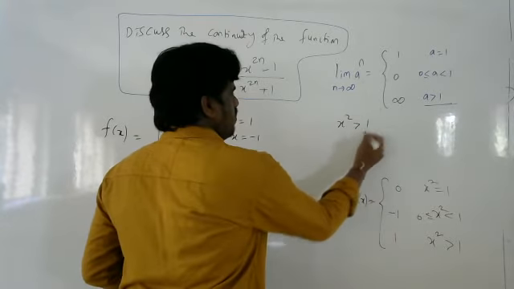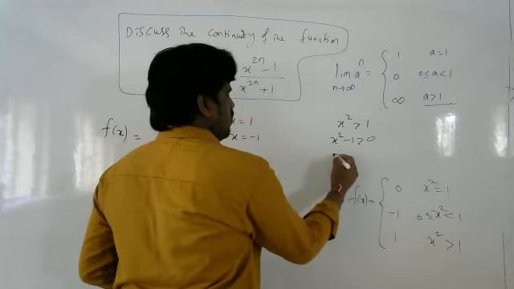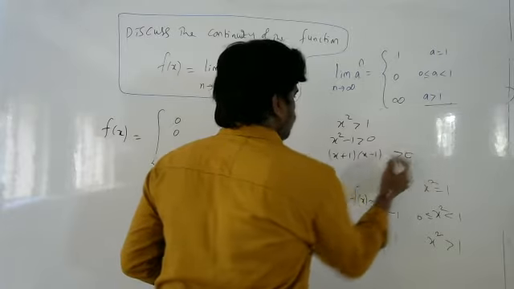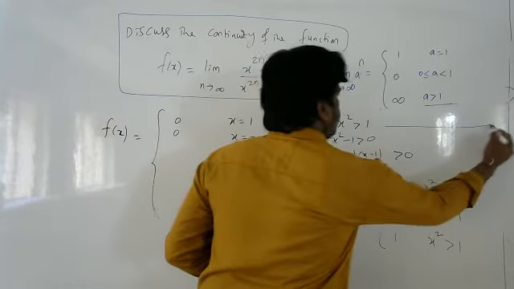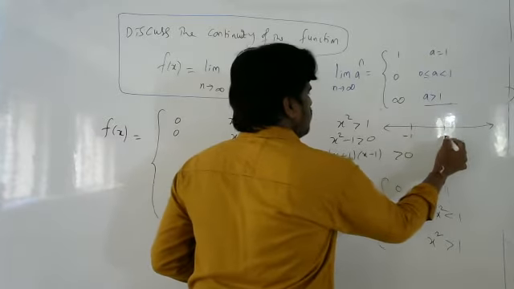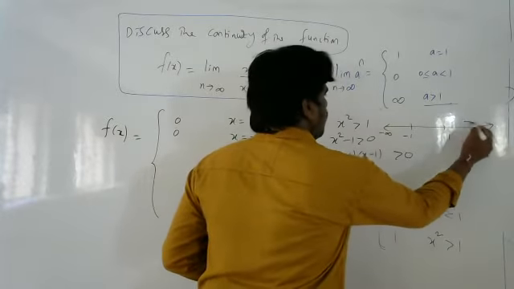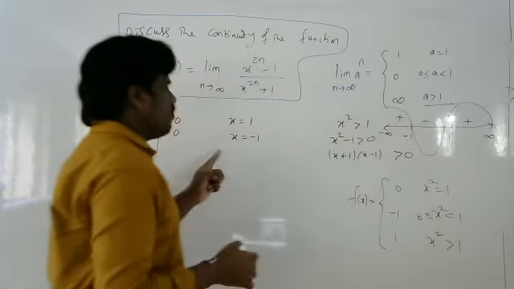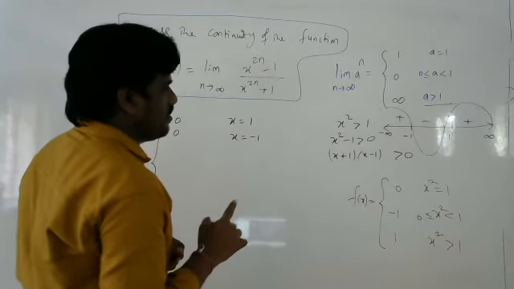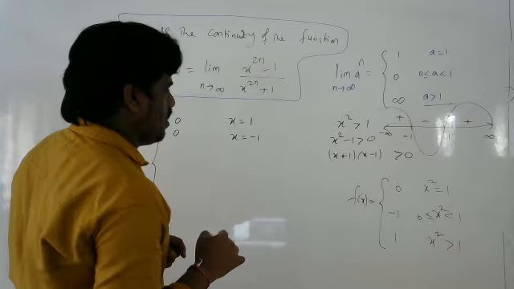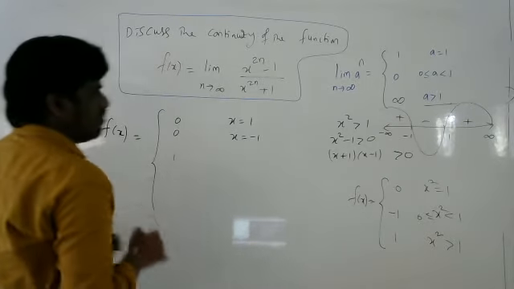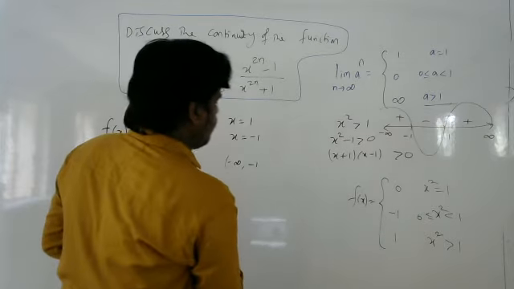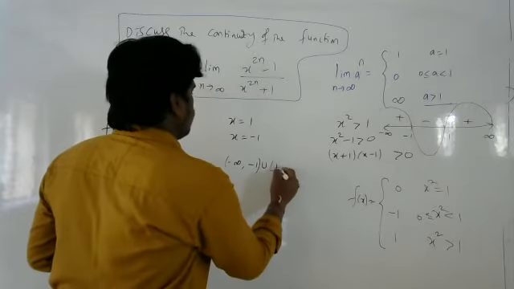x square greater than 1, x square minus 1 greater than 0, (x plus 1) into (x minus 1) is greater than 0. If you take it on the number line, I have told you the wavy curve method. So this is minus 1, this is plus 1, minus infinity, plus minus plus, and if I draw the graph, it comes like this. So what is the answer here? It is minus infinity to minus 1 union 1 to infinity.